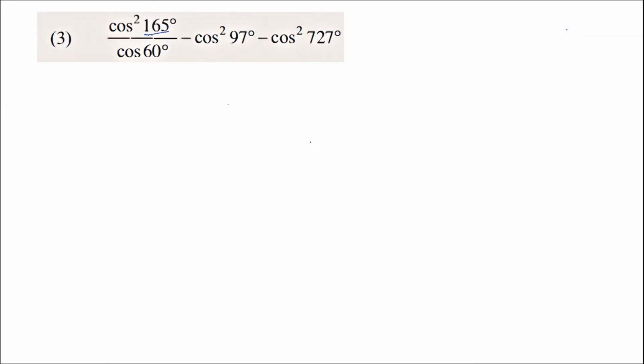Alright, so let's look here. We have got some angles here that need to be reduced. So again, because it's squared, we're not actually interested in the sign of it or the quadrant apart from the reference angle. So 165 is in quadrant 2, which leaves us with an angle of 15 degrees. So we can reduce this to the cos squared of 15 degrees. The cos of 60, well, we can immediately replace that with a half. Okay, the cos of 97 degrees. This is in quadrant 2.